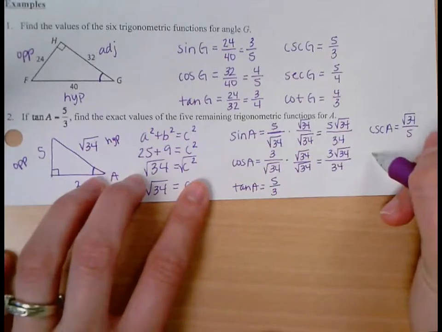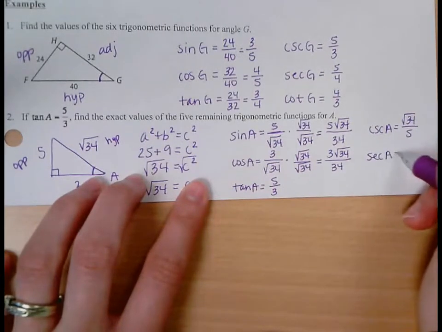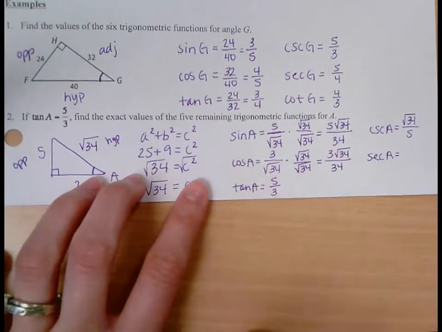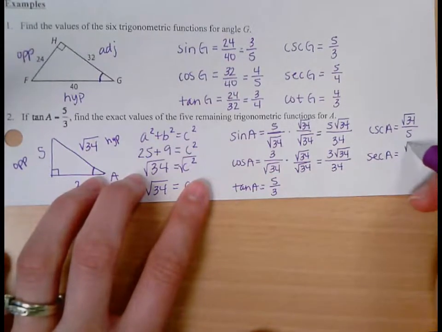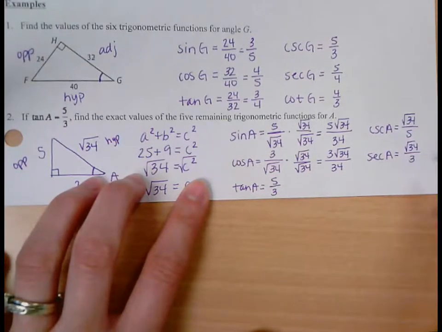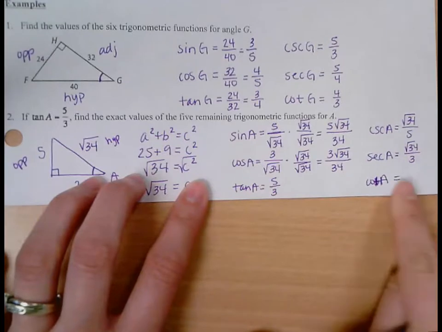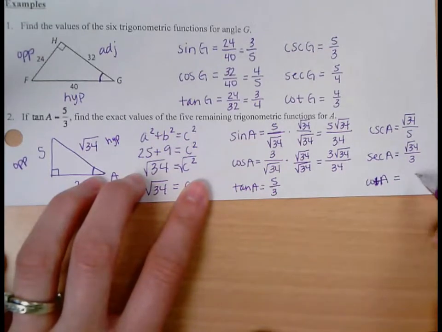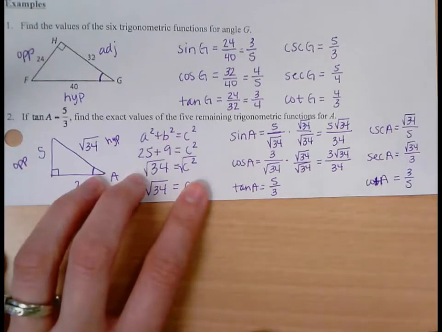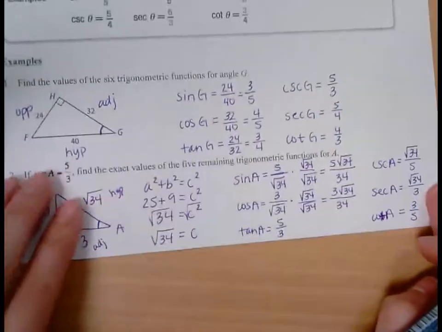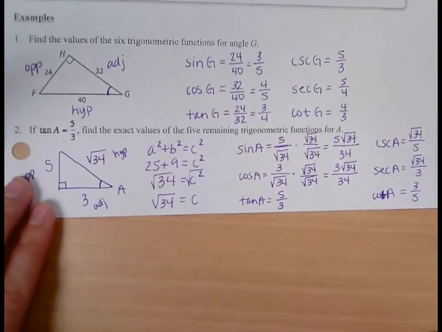Reciprocal of cosine is secant of A. So again, if I go back to where I wrote 3 over the square root of 34 and take the reciprocal of that, that's the square root of 34 over 3. And then cotangent of A, reciprocal of tangent, which would be 3 over 5. Here's my paper. Any questions on those?